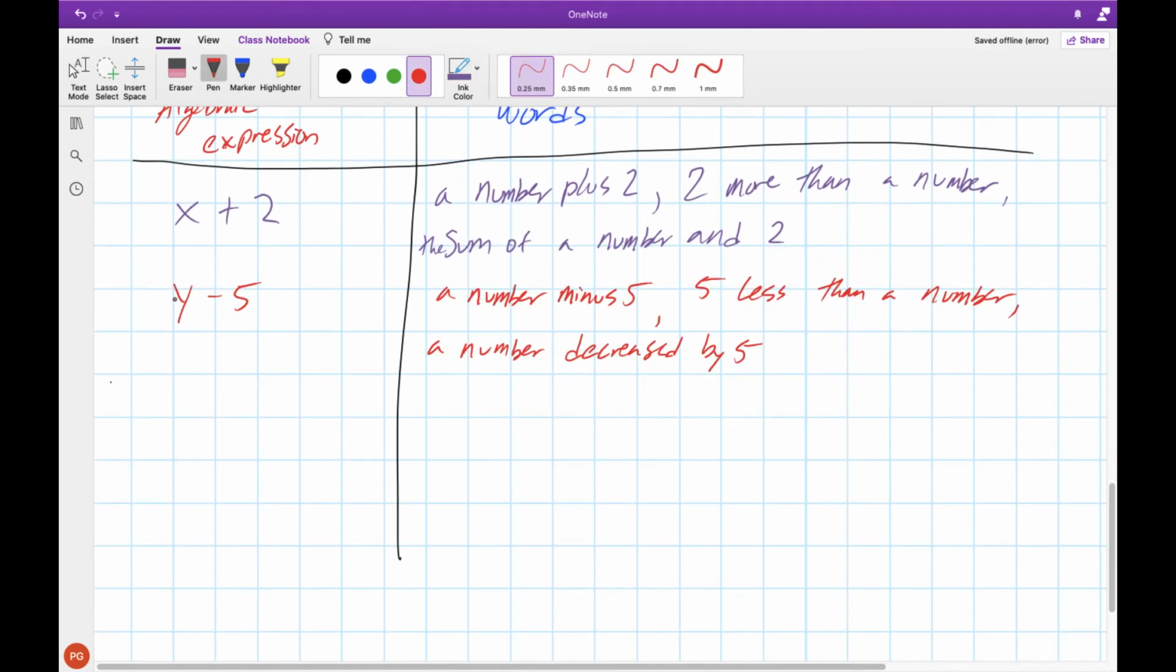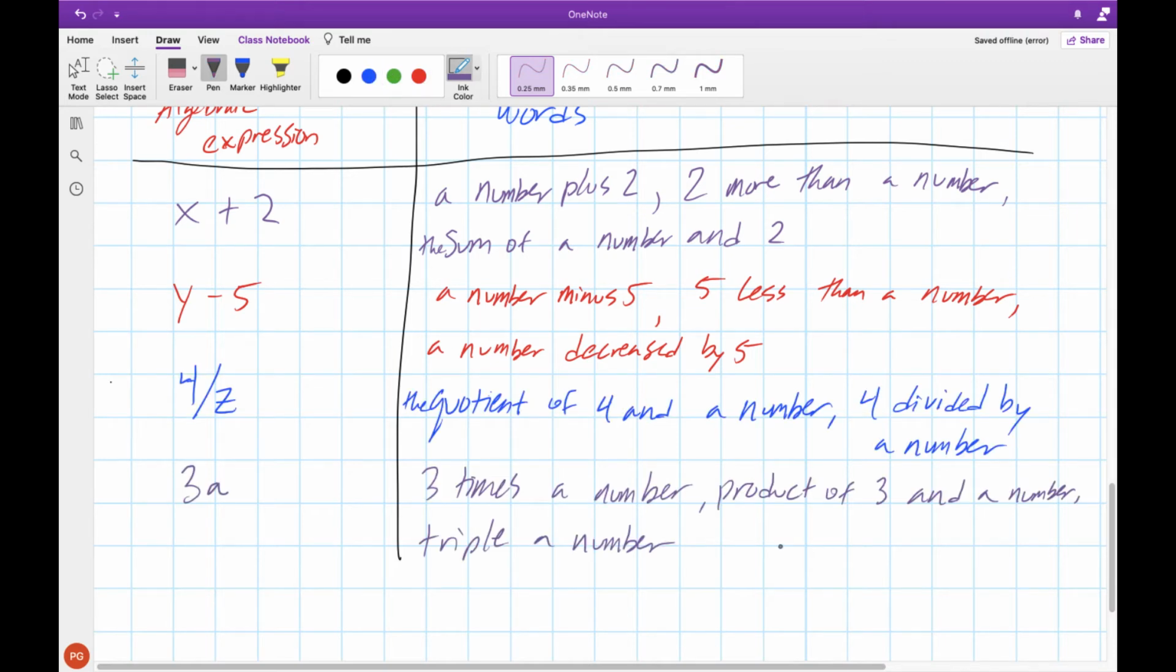If we had something like y minus 5, that's the same as a number minus 5, 5 less than a number, a number decreased by 5. There's even more possibilities, right? There's lots of different ways we could write this. These are probably some of the more common ones. Here are some more examples for dividing and multiplying. The quotient of 4 and a number, 4 divided by a number, those both mean this. 3 times a, 3 times a number, the product of 3 and a number, triple a number, triple also means times 3. So there's a lot of different ways that we can take algebraic expressions and turn them into words.